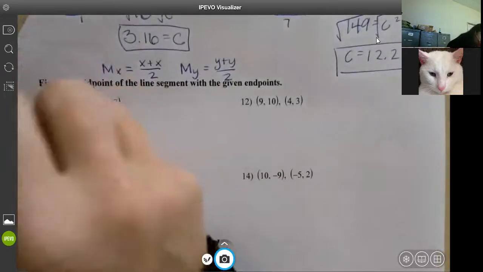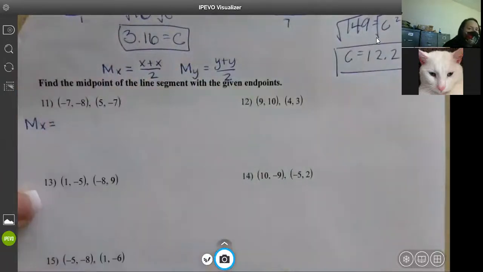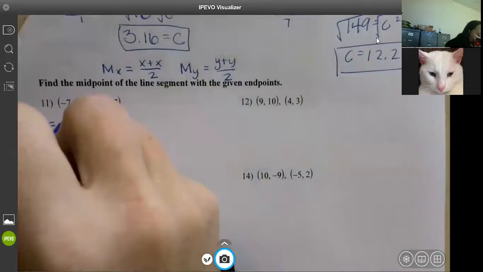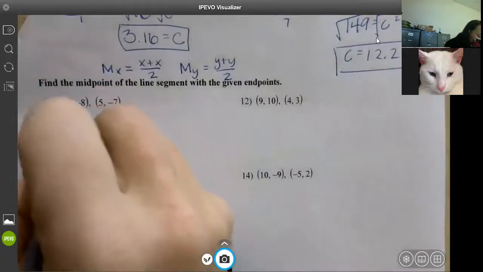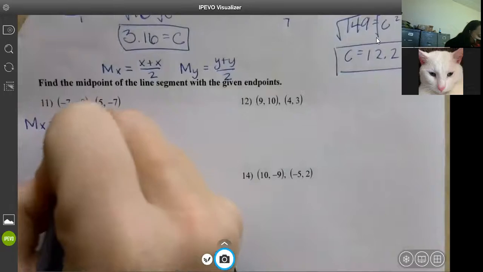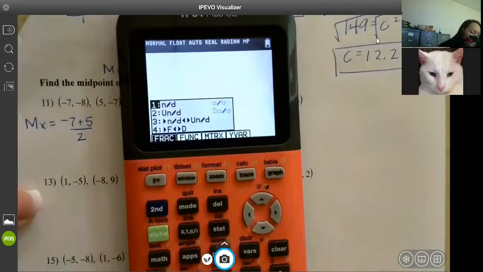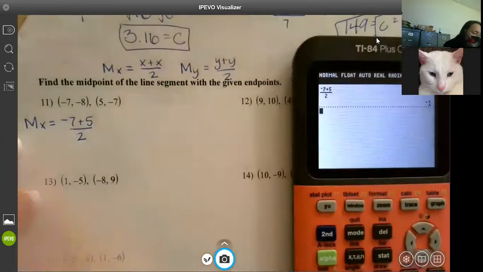All right, so for the first one, what are your two x coordinates? -7 and 5. We're going to add those together and divide them by 2. You guys can do that in your calculator. It does not matter. -7 plus 5 over 2, just like we did slope before. And we get -1.